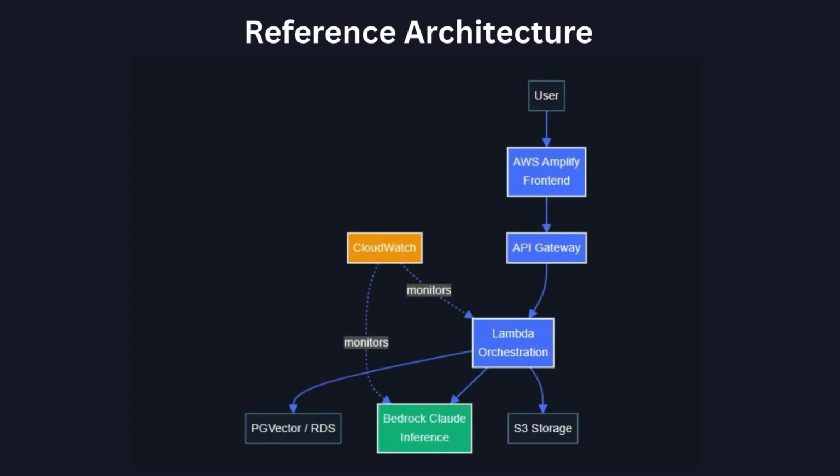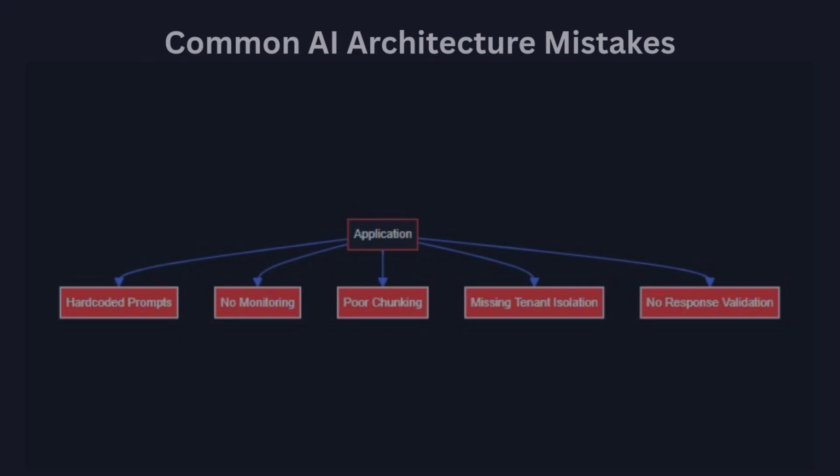Reference architecture. The reference architecture shows how system components work together. The front end is hosted using Amplify. API Gateway provides the entry point and handles access control. Lambda performs orchestration of the workflow. The model is accessed through Bedrock for inference. PG Vector on RDS stores both relational data and embeddings. S3 stores documents. CloudWatch monitors all components. This architecture is serverless, scalable, and production-ready.